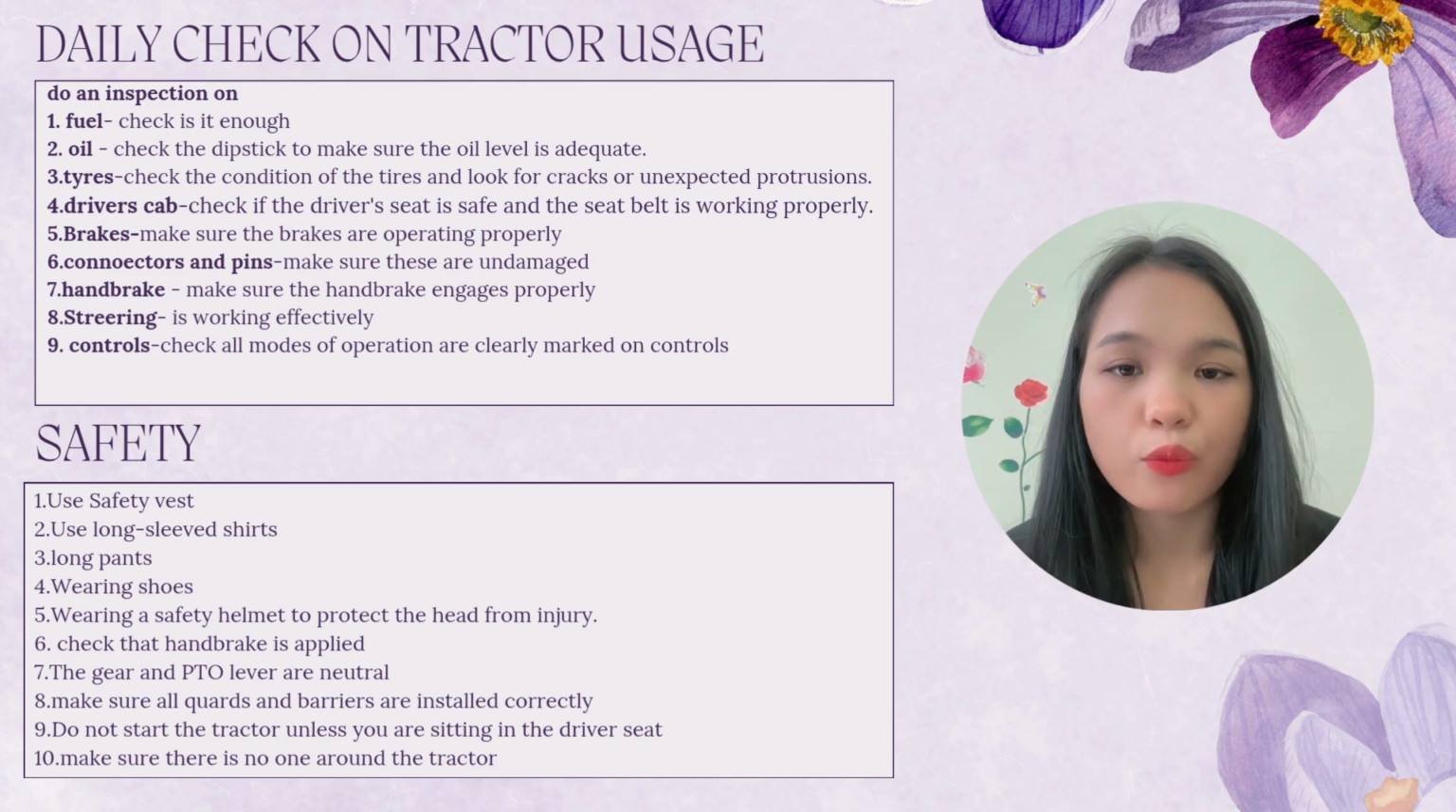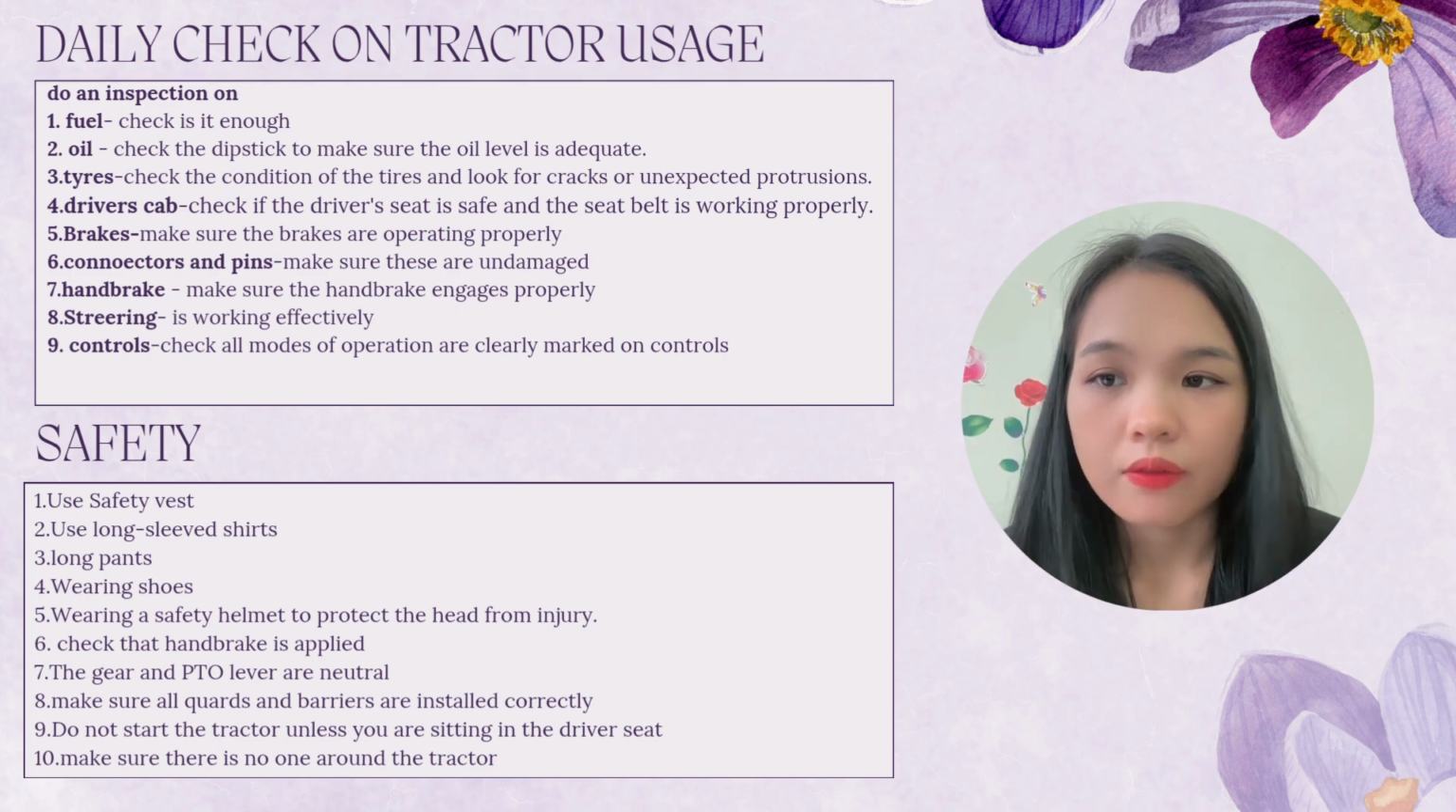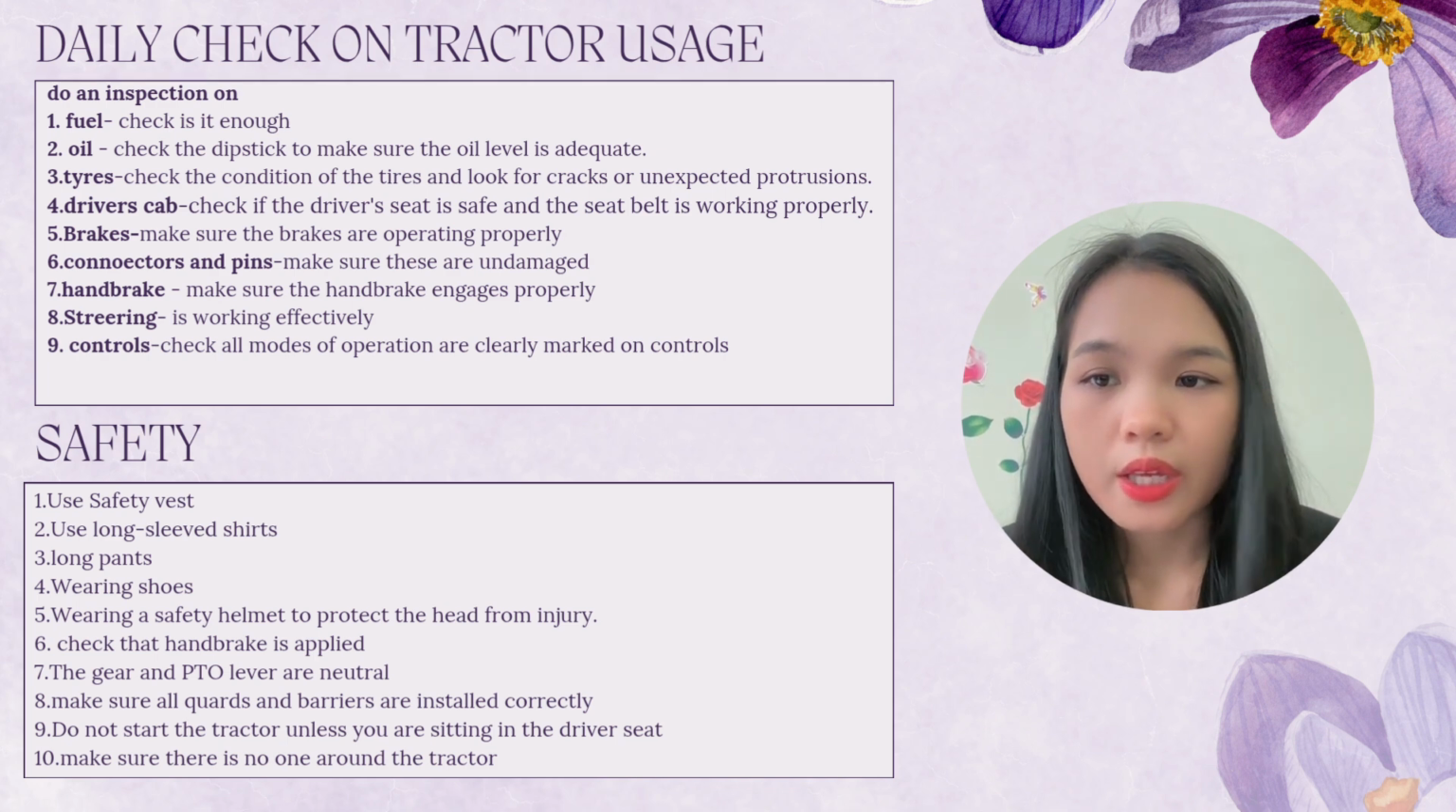For the safety, we must use a safety vest. Two, use a long-sleeved shirt. Three, long pants. Four is wearing shoes. And five is wearing a safety helmet to protect the head from injury. Six, check that the handbrake is applied. And seven, check the gear and PTO lever are in neutral. And eight is make sure all guards and barriers are installed correctly.